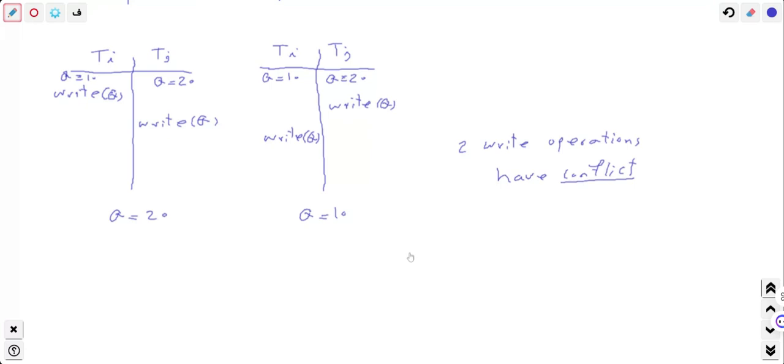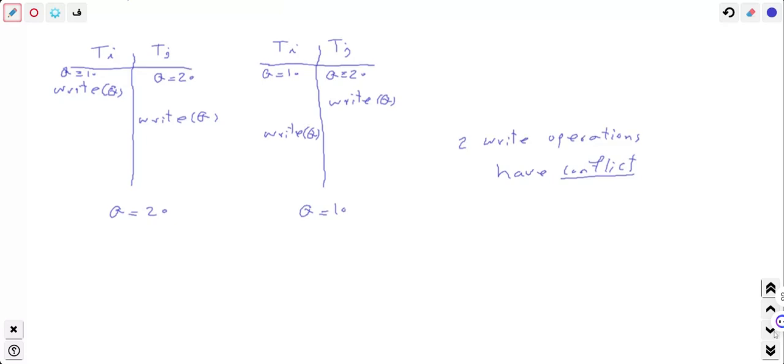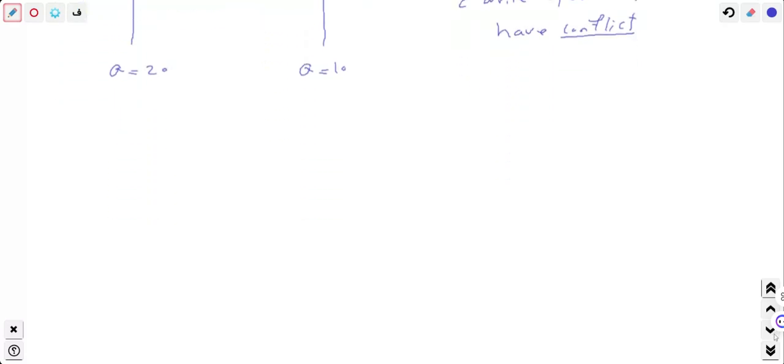As you see, two read operations do not have conflict because their order is not important, but read and write have conflicts. So we can summarize this in a table.